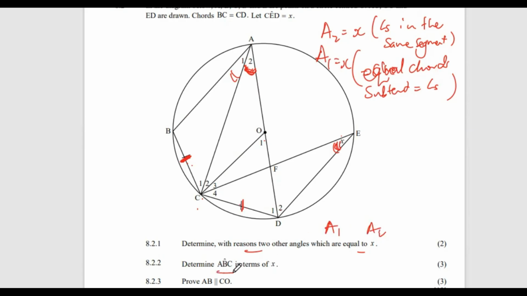Then determine ABC. They want this angle in terms of X.